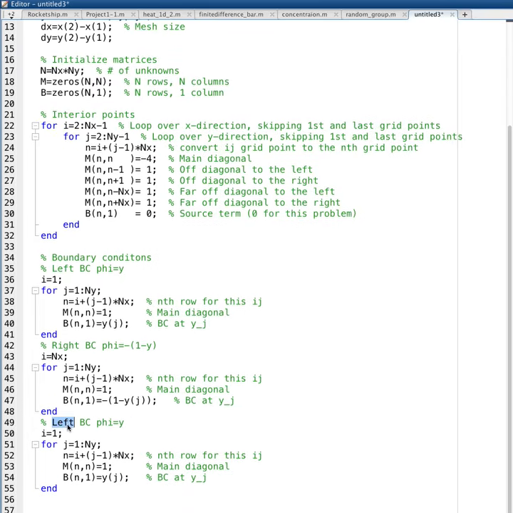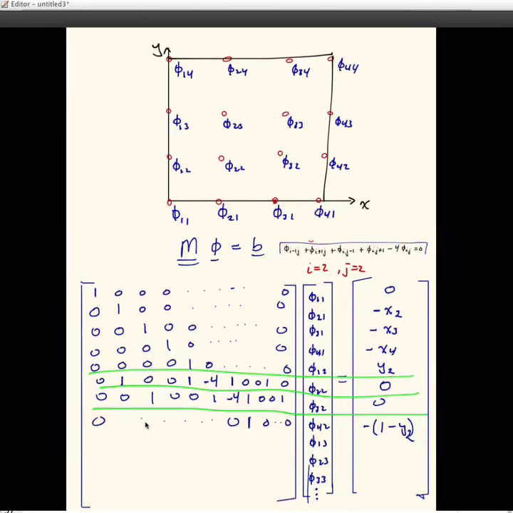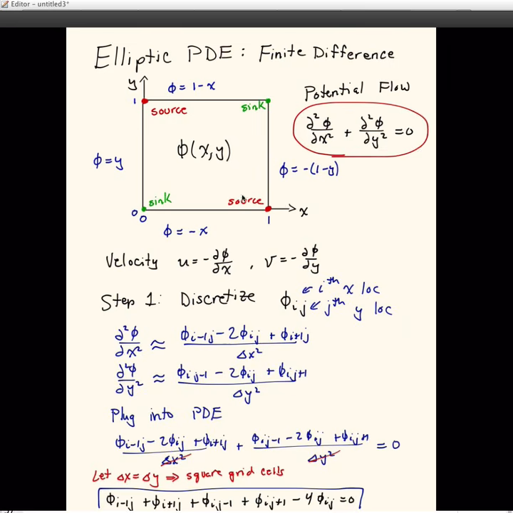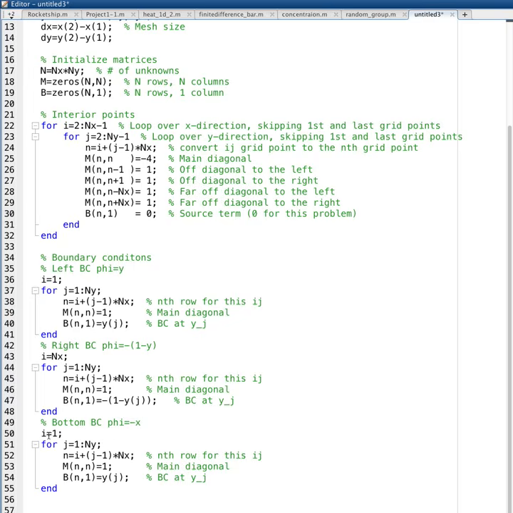Let's do the bottom. At the bottom we have phi is equal to minus x. Let me check if that's right. Let me go back here. Yeah, the bottom boundary condition is minus x, so we're going to use that. On the bottom we know that j is equal to 1, and we're going to loop over all i, from i equal to 1 to nx. We keep the n equation the same. We still put a 1 on the main diagonal. In the b, we're going to put our minus x of i, which is the boundary condition at x of i.